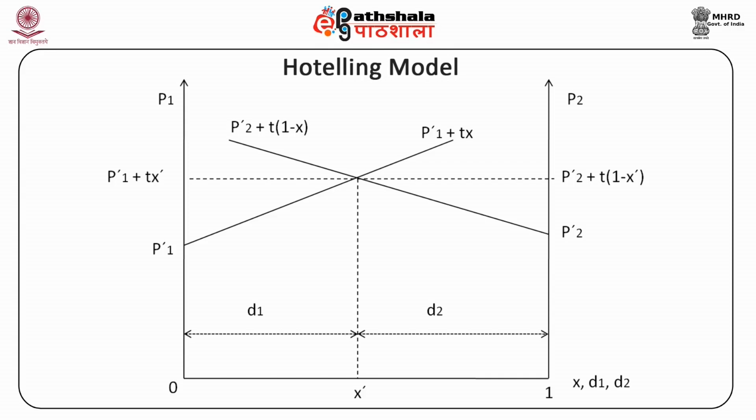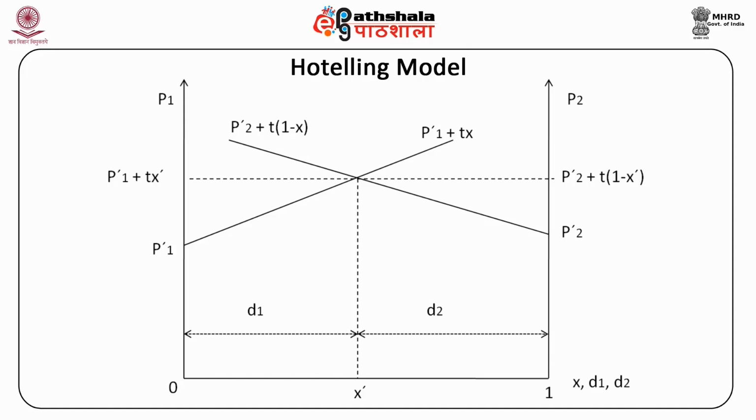This figure represents the total cost function for any particular value of P1. When x is equal to 0, or the left axis location of firm 1, the price is given by P1. As the consumer moves away from firm 1, total cost increases by T per unit of distance traveled. At the location of firm 2, x is equal to 1, the consumer would be required to pay P1 plus T to make a purchase from firm 1.